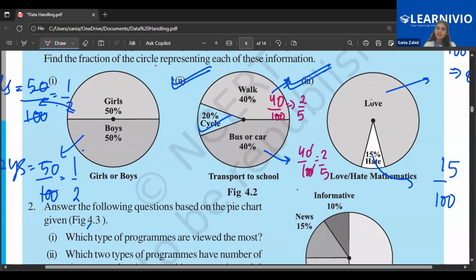Okay, then what about cycle? Ma'am, for cycle, I divided 20 by 100, then I got 1 by 5. Very good. 1 by 5. So children, is everybody getting 2 by 5, 2 by 5 and 1 by 5? Your camera is off, put it on. Yes, ma'am.